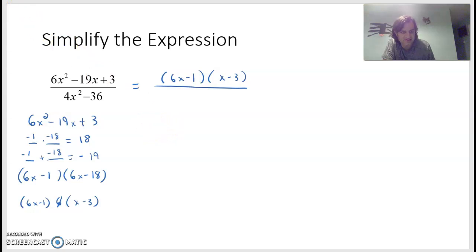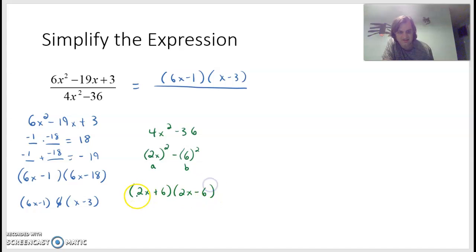So that denominator is 4x squared minus 36. And this is actually a difference of squares if we treat it as 4x squared being 2x, that quantity squared, and 36 being 6 squared. So in this case, we can think of the a squared minus the b squared, and that factored into a plus b times a minus b, which would be 2x plus 6 times 2x minus 6. So let's see what happens there.